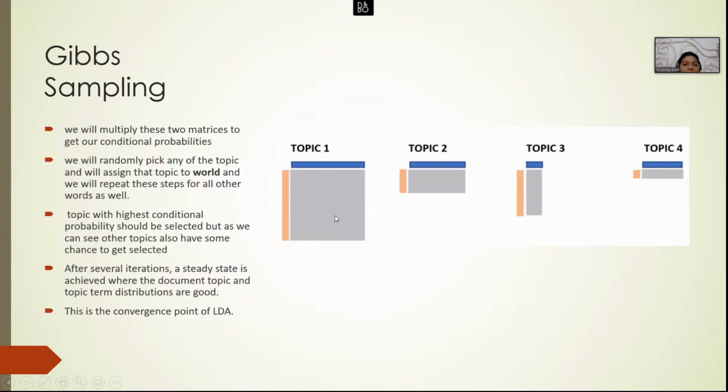And then you iteratively refine this process, and finally you achieve a state where the topic and term distributions are good enough that you cannot refine them any further. That is the point of convergence for LDA, which means my model is now quite stable. It has already identified the possible words which could belong to a topic, no further segregation is possible, and that is when I have a model available with me.